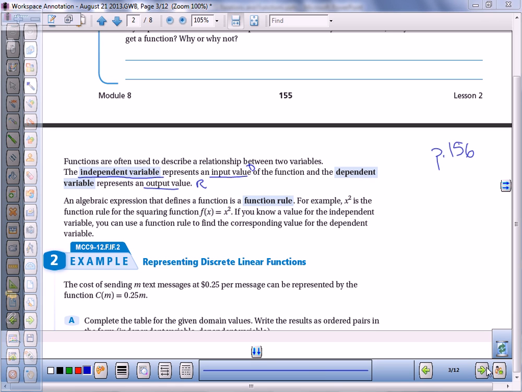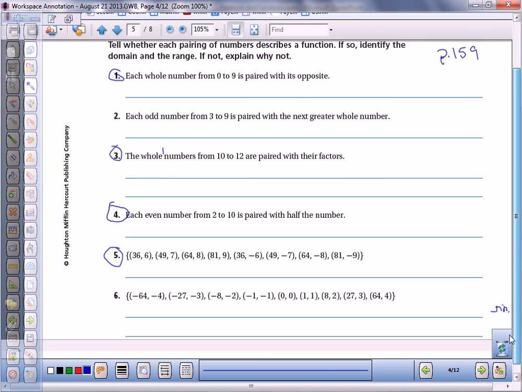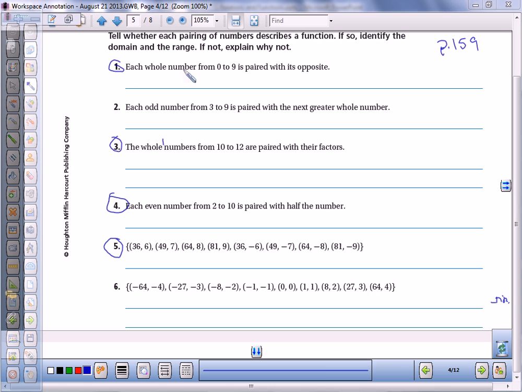Now, we may do some of these. I'm not going to write them, but tell me. Tell whether or not the pairing of numbers describes a function. If each whole number from 0 to 9 is paired with its opposite, does that give us a function? Yes. And our domain would be 0 through 9. And what would our range be? Negative 9, -8, -7, -6, -5, -4, -3, -2, -1, and 0. When we do the opposite of 0, don't we still get 0? Okay, good.